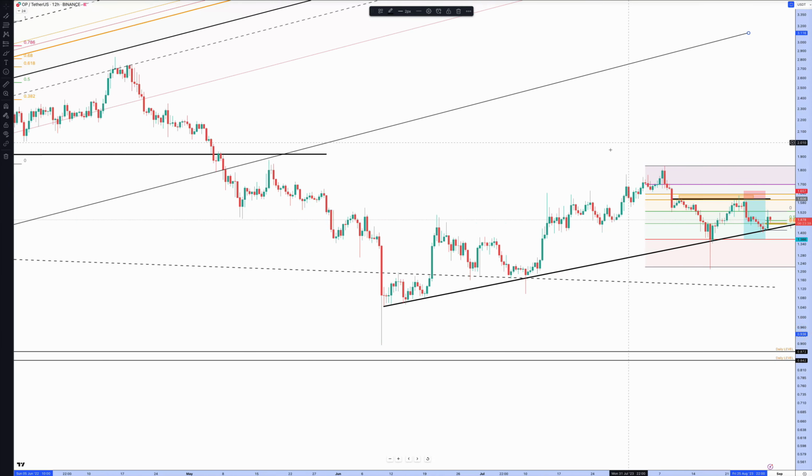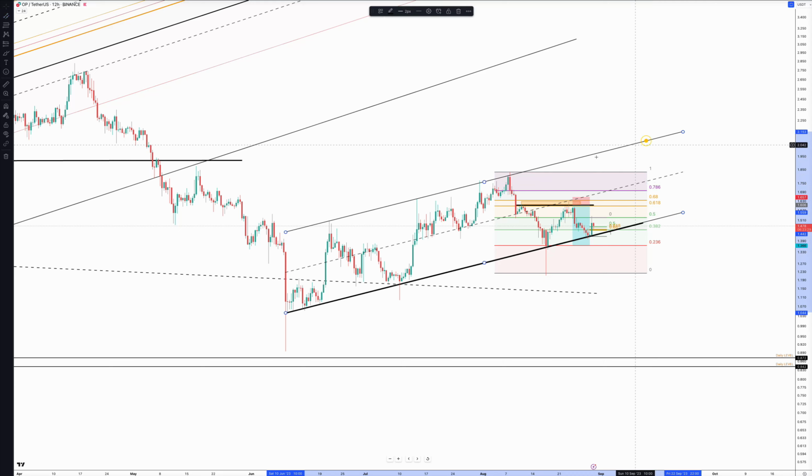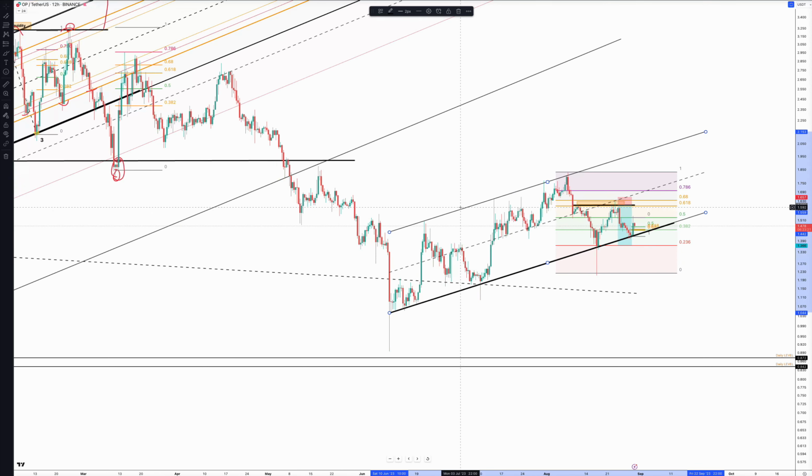So that grind line, can we apply another channel there? Maybe. Let's just have a look. Yes, it is a channel. So if we identify this early, we could have traded this channel. Not the easiest one to trade, but definitely there.